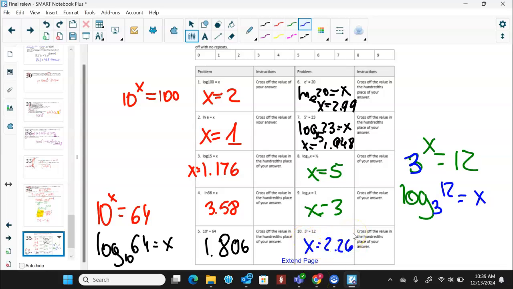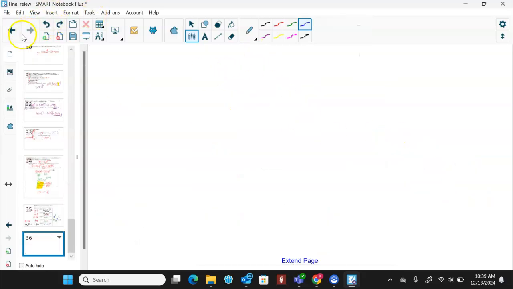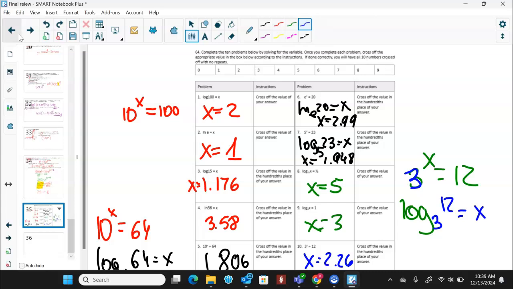All right, so this concludes our final review. Again, if you have not got a chance to learn how to use Desmos to check some of your answers, please take time to do that, because these resources are going to be incredibly helpful.